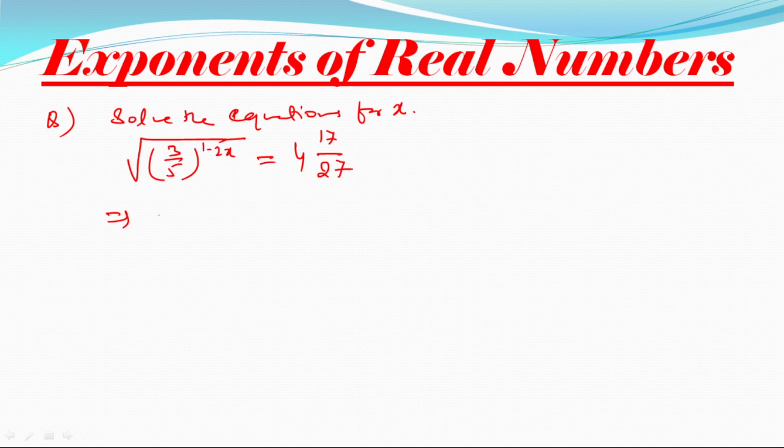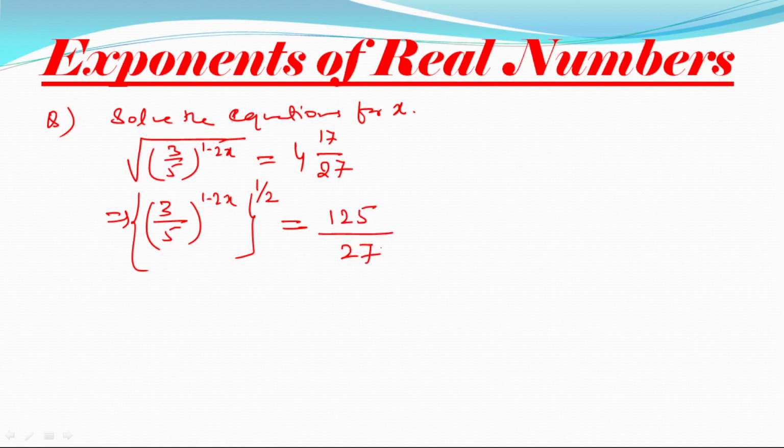Now this 3 by 5 we can write as 1 minus 2x, and we can put bigger bracket, and here we can write 1 by 2. And this side we can write mixed fraction. Let us convert it into fraction. So 27 into 4, 108 plus 17. So 125 by 27. Okay, 125 by 27.